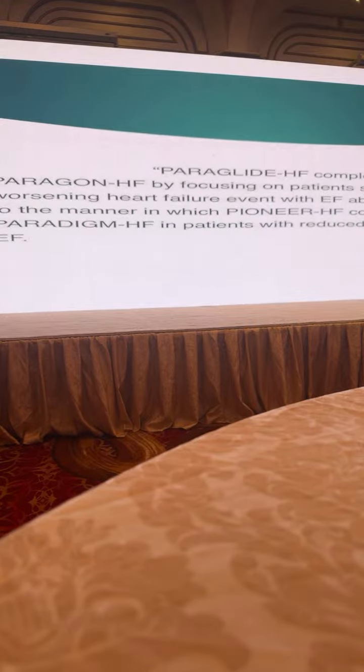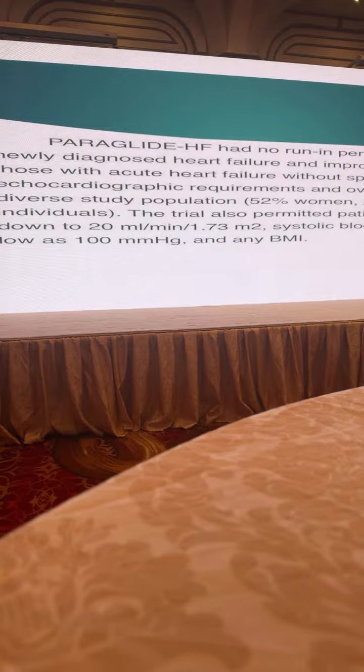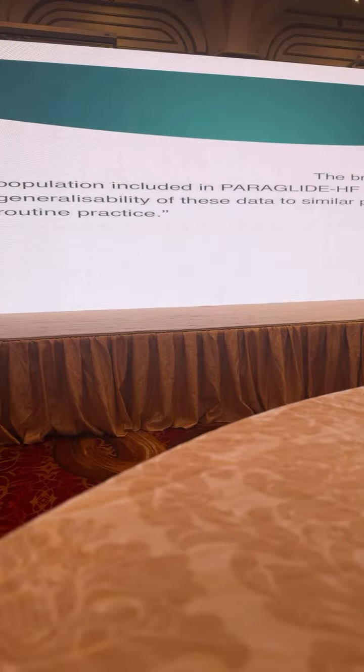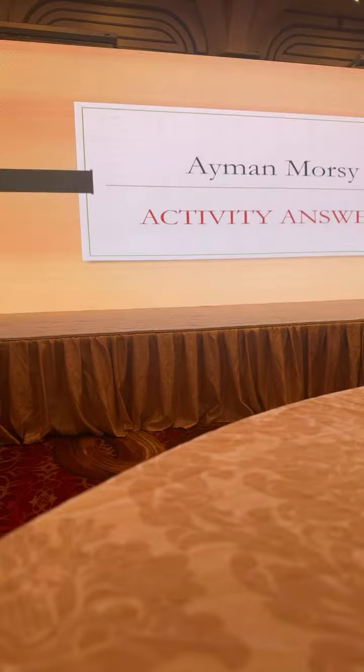PARAGLIDE heart failure complements the PARAGON heart failure, right? It focuses on patients stabilized after a worsening heart failure event with ejection fraction over 40, similar to PIONEER, right? Here, PARAGLIDE has no run-in period, allowing both newly diagnosed heart failure and improved ejection fraction, and includes acute heart failure, which was missed there. Lastly, the broad and diverse population included in PARAGLIDE heart failure supports the generalizability of these data to similar patients seen in routine practice.